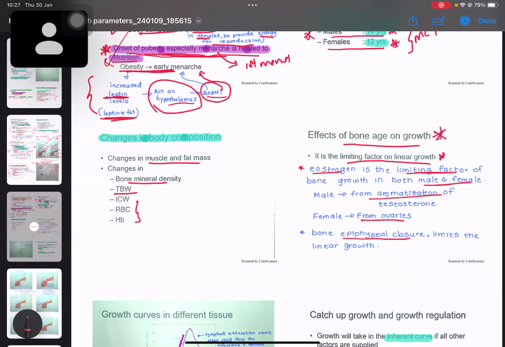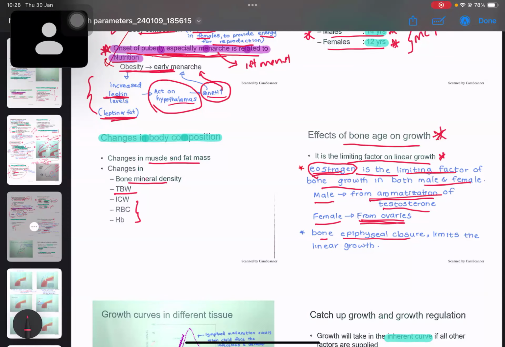Estrogen is actually the limiting factor for bone growth in both males and females. Estrogen is the hormone which limits the height of a human. In males, estrogen is produced from aromatization of testosterone. In females, estrogen is produced from the ovaries. Don't think only girls have estrogen; boys also have estrogen, which is produced from testosterone.